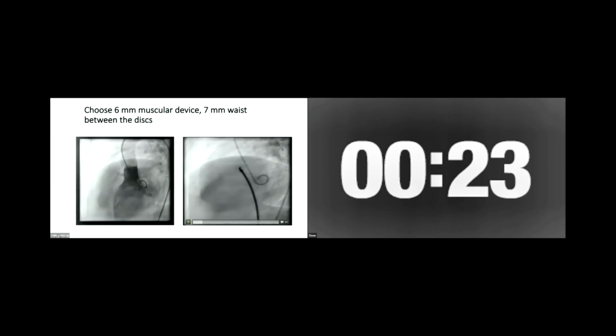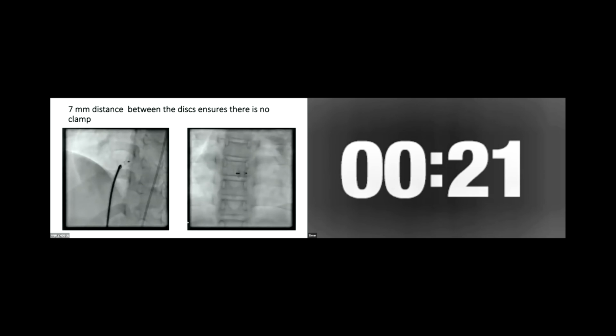So this is the final deployment, and there will be a 7 millimeter waist between the discs, ensuring there is no clamp at all. So this is the post VSD closure, no aortic regurgitation and no tricuspid regurgitation, the VSD device in position. You can see the waist length, the disc separation also.